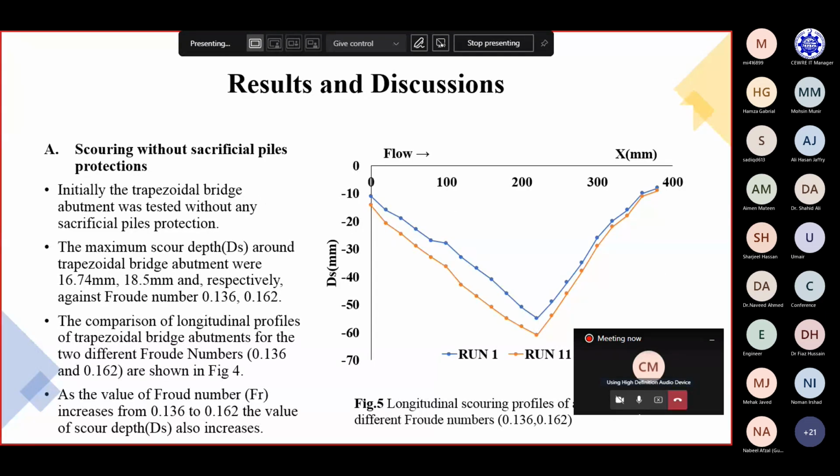Results and discussion. Firstly, scouring without sacrificial pile protection. Initially, the trapezoidal bridge abutment was tested without any sacrificial pile protection. The maximum scour depth around the trapezoidal bridge abutment was 16.74 mm and 18.5 mm respectively, against Froude numbers 0.136 and 0.162. The comparison of longitudinal profiles of trapezoidal bridge abutments for the two Froude numbers is shown. As the Froude number increases from 0.136 to 0.162, the scour depth also increases, as we can see in Figure 5.